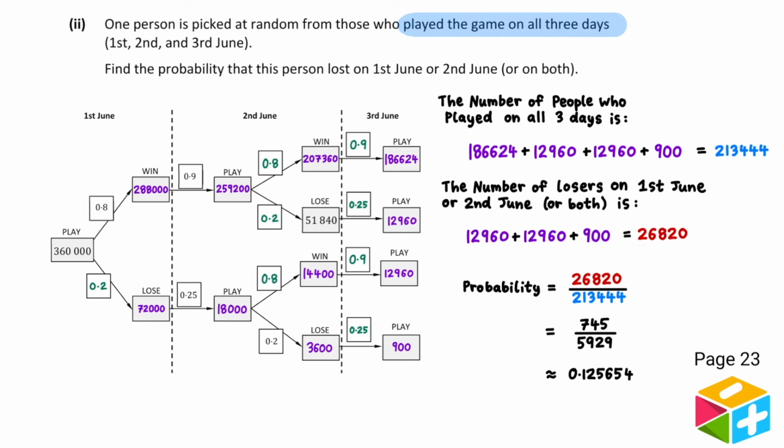Well, we're in luck here. The way the tree diagram is structured is to track the number of players who make it through all 3 days. So to find the number of people who played on all 3 days, we simply need to see the amount of people who made it to the end. In other words, we should add up the values in each of the final 4 play boxes.